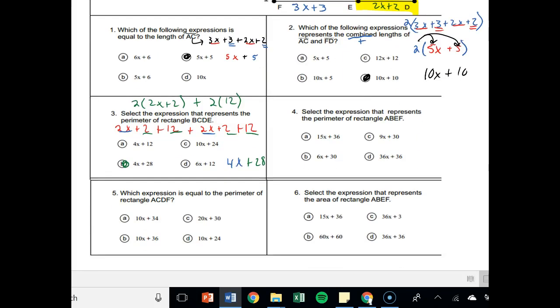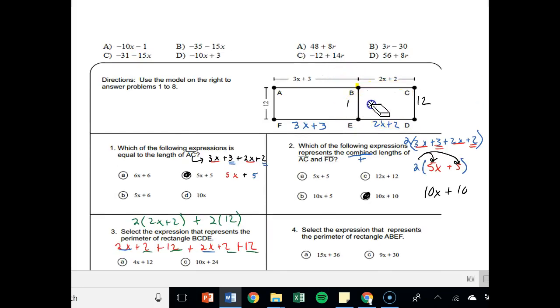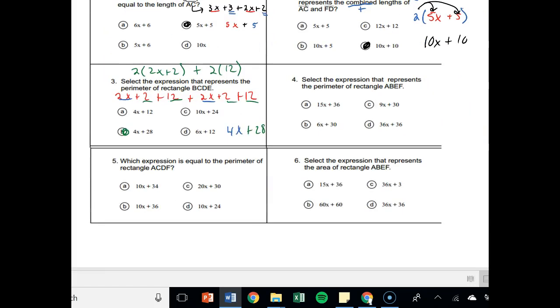Right? So number 4 is exactly like number 3, except this time what they want you to do is the perimeter of A to B to E to F, right? So they want you to do that rectangle right there. So you have some different numbers to work with there. So this is still 12, right? Lastly, it says what is equal to, I'll let you do number 5. Let's do number 6 because it changes up slightly.